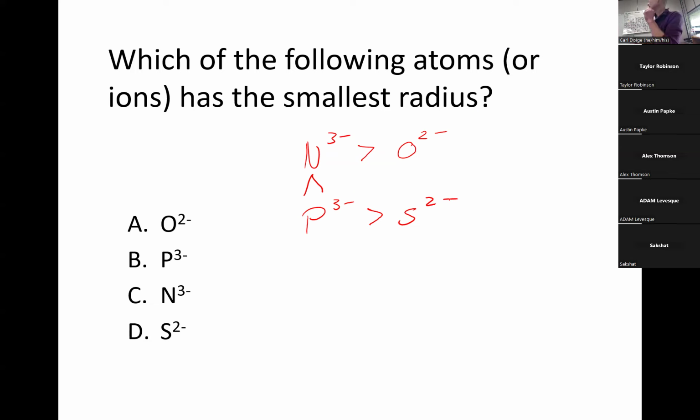So here's one thing that I could not directly compare. I can't directly compare these two because they're conflicting trends. That's smaller than this, and this is smaller than that. So I don't know which is going to be a bigger effect. But the question was asking, which one would overall have the smallest radius?